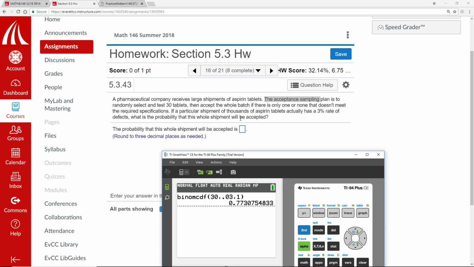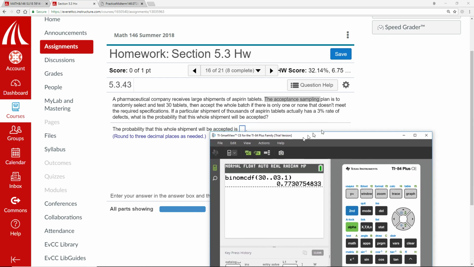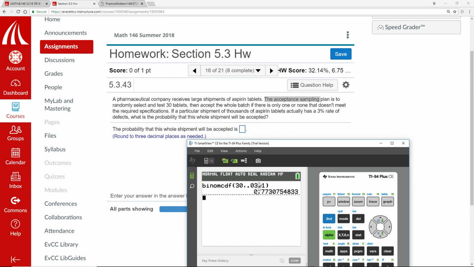So what is the probability that this whole shipment will be accepted? Well, the probability of it being accepted would be 0.773.